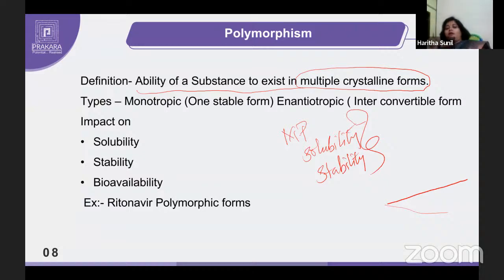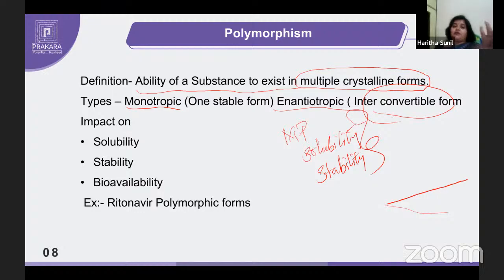Right? And we have two types of polymorphs, that is monotropic, where only one stable form will be there, and enantiotropic, where it is an interconvertible form. That means in monotropic polymorphism, only one crystalline form is stable under all conditions, whereas the other forms eventually convert to this stable form. Like a drug with a single stable polymorphic form, it is used for long-term stable formulations. And in enantiotropic polymorphism, the different crystalline forms are stable under different conditions.